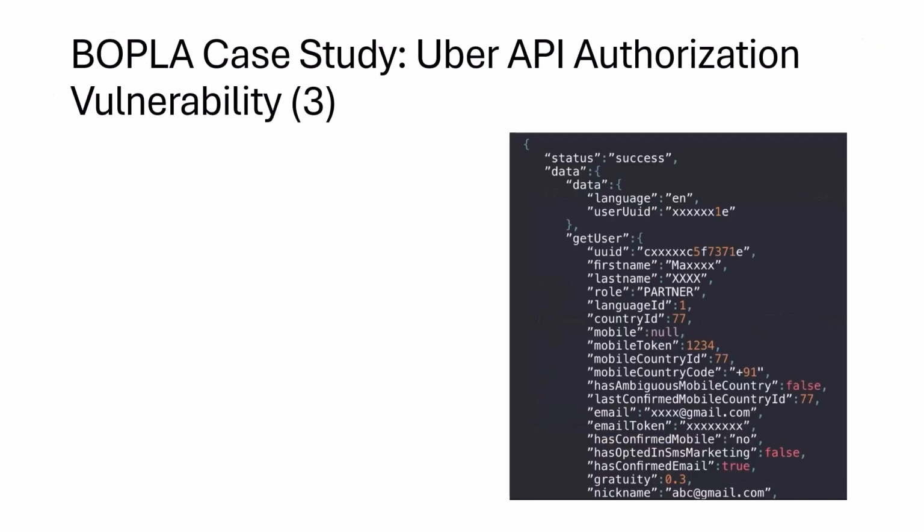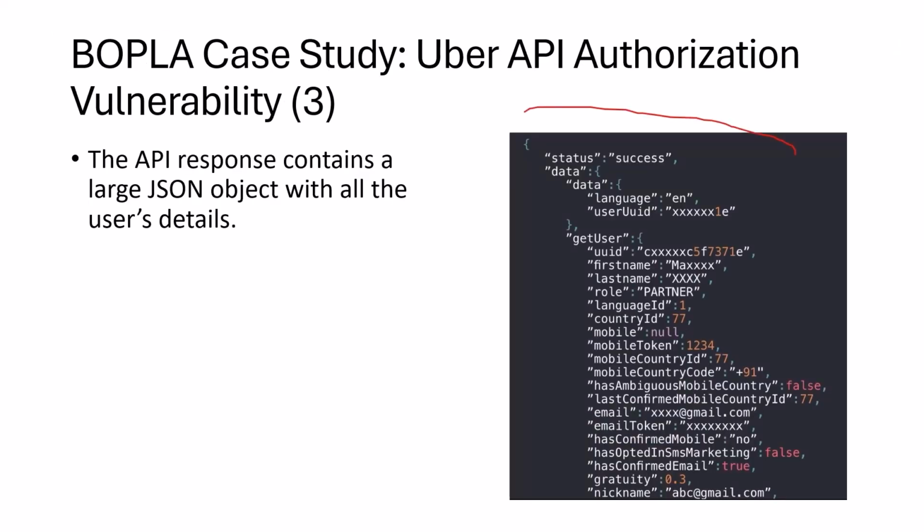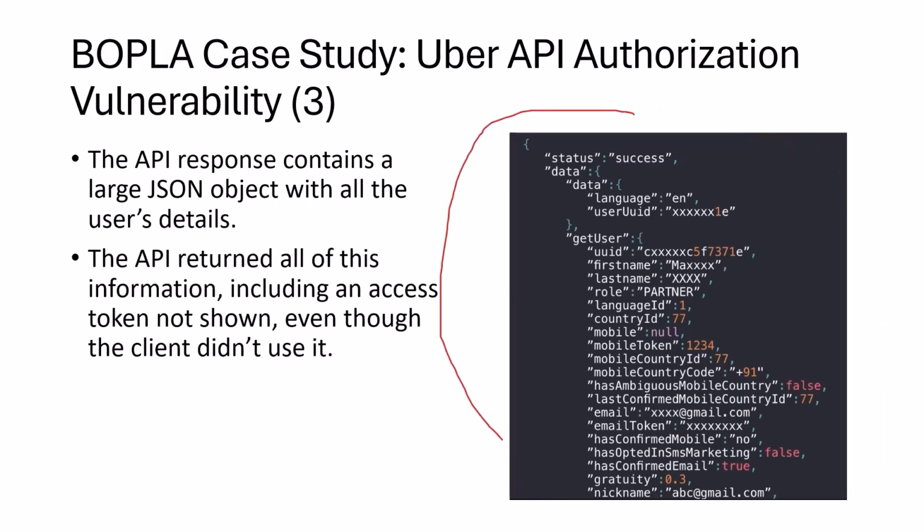The response that was brought back showed a very bloated object with tons of information. All of this information was exposed in the response, even an access token, though it is not shown in the screenshot. Let's take a look at some best practices that developers should follow in order to avoid vulnerabilities.